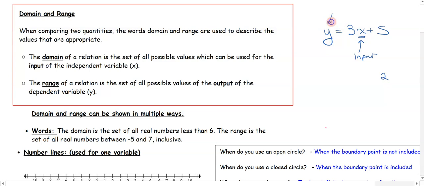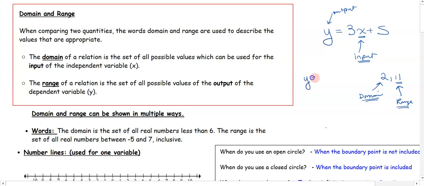And what I get is my output. And so when I choose 2 for x, I get 11 for y, right? So the input are all my x values and the output are all my y values. And so what we're going to look at today is, well, what are all of the input values that I'm allowed to use, that are possible in my rule, right? And my output will be, well, what are all of the possible outputs that I could get? And the possible inputs will be the domain of the relationship, and the outputs will be the range. What could I get? What's the range of output for my relationship?